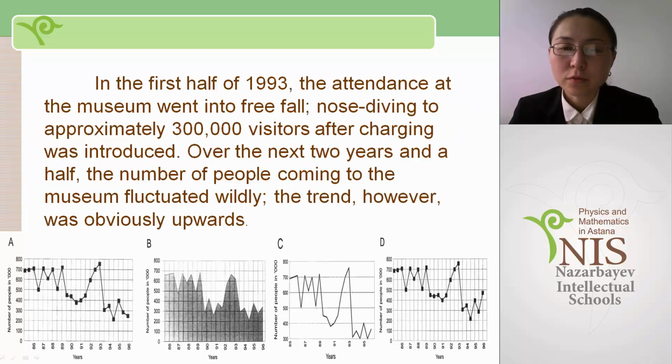Good. Let's move on. In the first half of 1993, the attendance at the museum went into free fall. Do you remember? Nosediving to approximately 300,000 visitors after charging was introduced. Over the next 2 years and a half, the number of people coming to the museum fluctuated widely. The trend, however, was obviously upwards. It was upwards. So, which one will you choose?